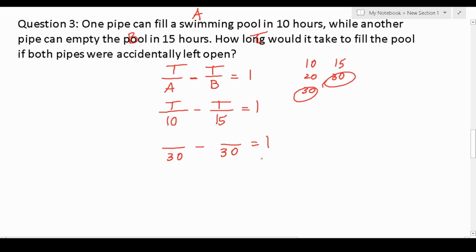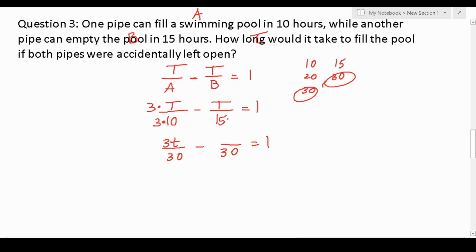This is going to be equal to 1. Again, to make 10 30, we have to multiply it by 3, and we're going to have to do that to the numerator as well. So 10 times 3 is 30. 3 times t is 3t.